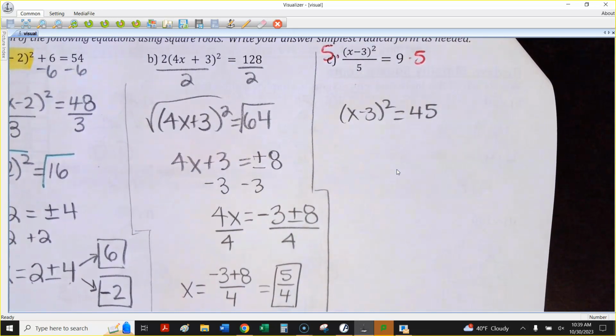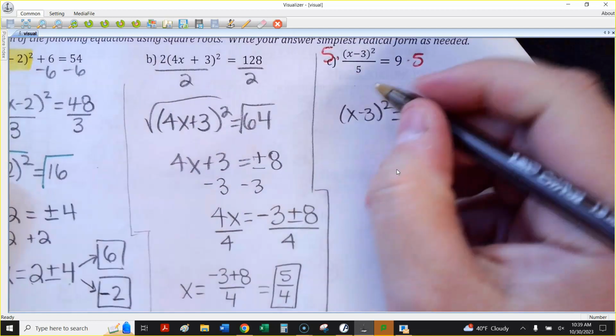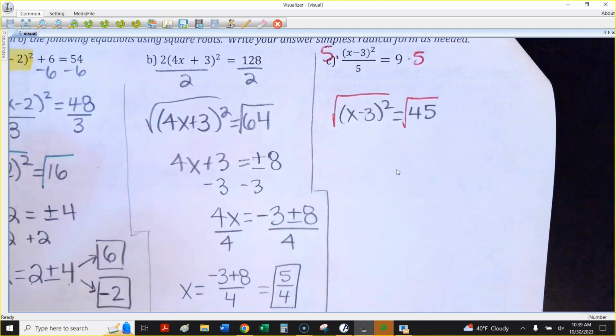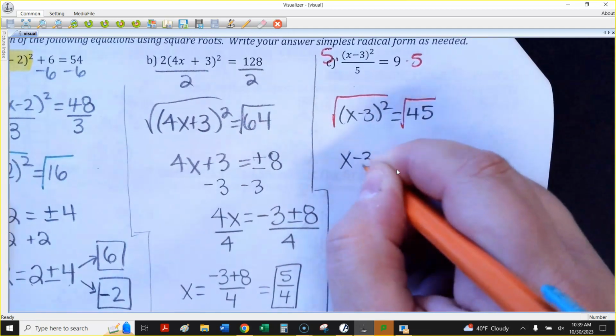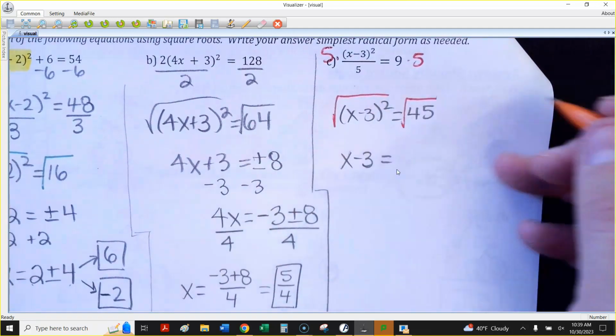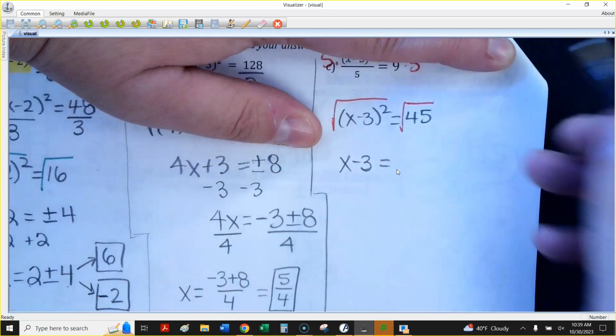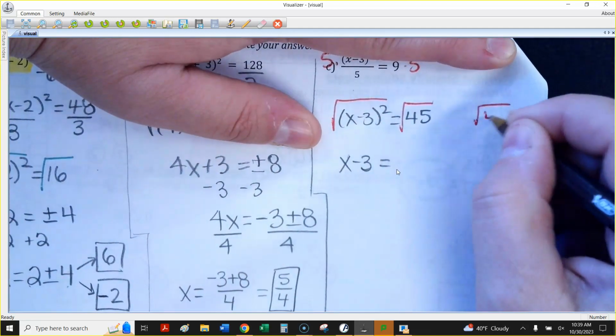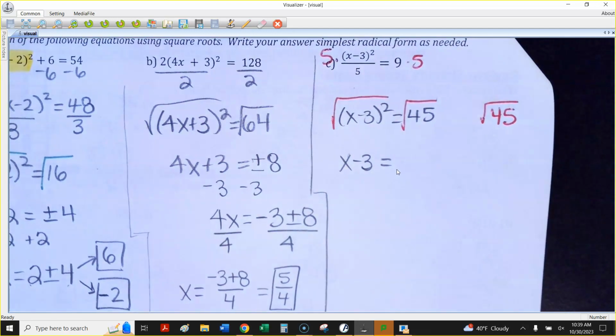All right, now this is kind of like those review questions that we were doing at the very beginning of class today. So I'm just going to take a square root, but 45 is not a perfect square, so we're going to see if we can break that down. This side would just be x minus 3. Let's see if I can leave a little space over here. Tell me 2 numbers you'd multiply together to get 45 to maybe help break it down.